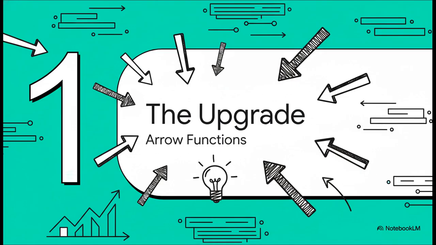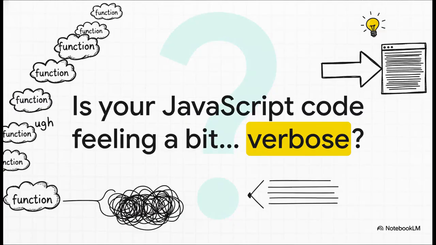All right, section 1, the upgrade. We're talking about a simpler syntax with arrow functions. So let me ask you something. Does your JavaScript code ever feel a bit, well, clunky? A little verbose? If you've ever typed out the word function for the 100th time and thought, there's got to be a better way, well, you're absolutely right, and you're not alone.